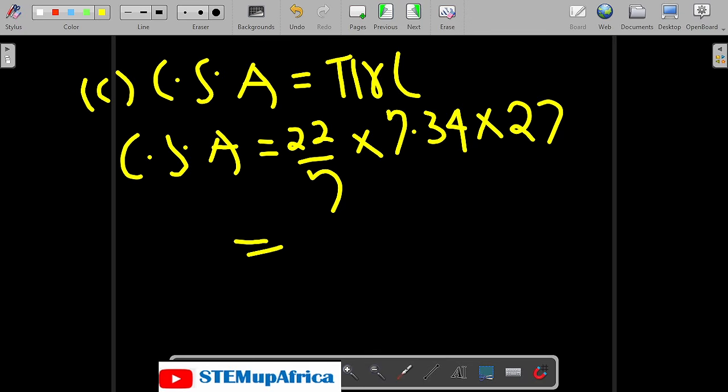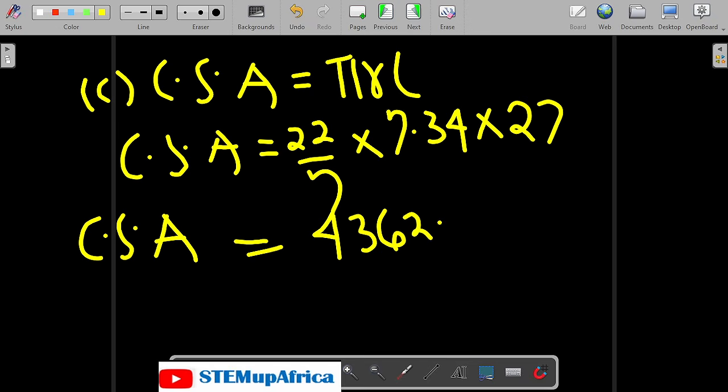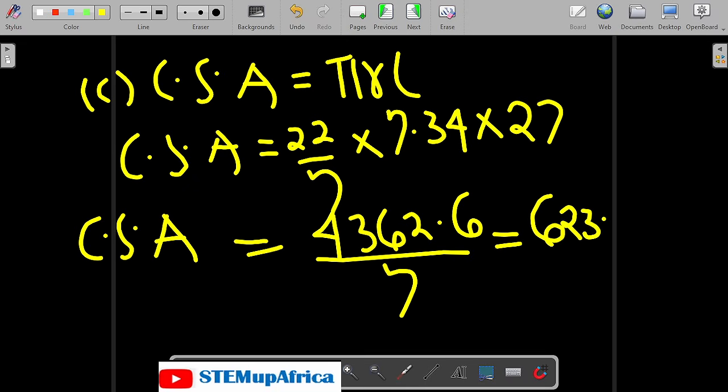So let's multiply the entire numerator and see what we have. 27 times 7.34 times 22, that will give us 4362.6 divided by 7. So divide by 7, we are having 623.2 centimeters squared.